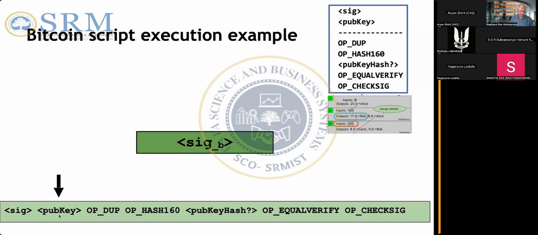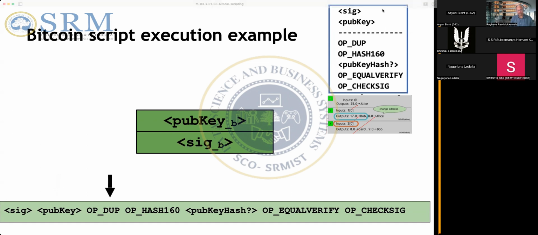Then we come to this execution level. We copy the public key. So we completed this step. Now the public key is on the stack. Again, I put public key underscore B just to indicate that it is Bob's public key. Now the unlocking script is added onto the stack. Now let's go to the locking script part.